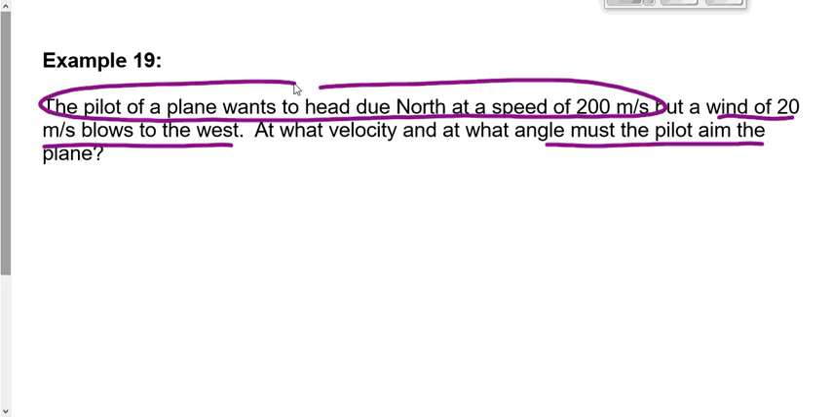It's a little bit trickier to draw this one. The pilot of the plane wants to head due north. We're drawing my resultant vector first this time, 200 meters per second. Now there's a wind of 20 meters per second to the west. I'm drawing that as a solid line vector. Where am I going to draw that? Position 1, position 2, position 3, or position 4?